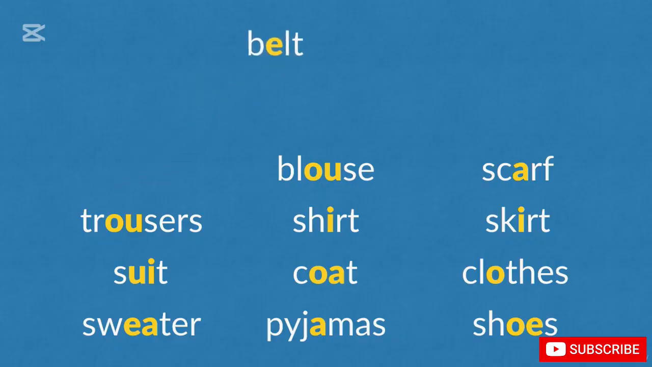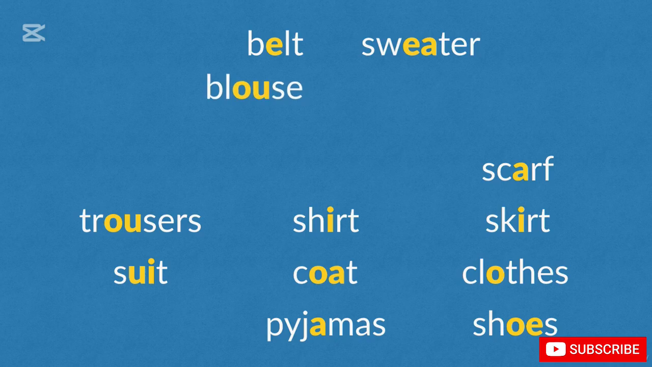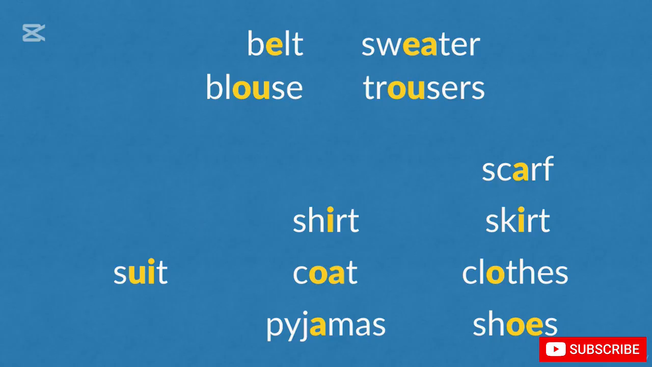What word goes with belt? Belt, the eh sound. It is sweater. Sweater, belt, sweater. Both have the eh vowel sound. What goes with blouse? Blouse. Ow. It is trousers. Trousers, the ow sound.